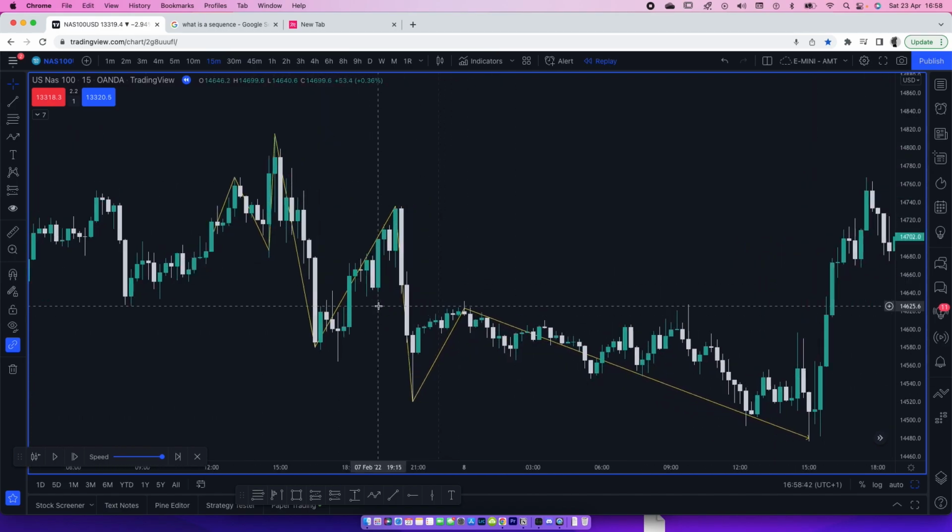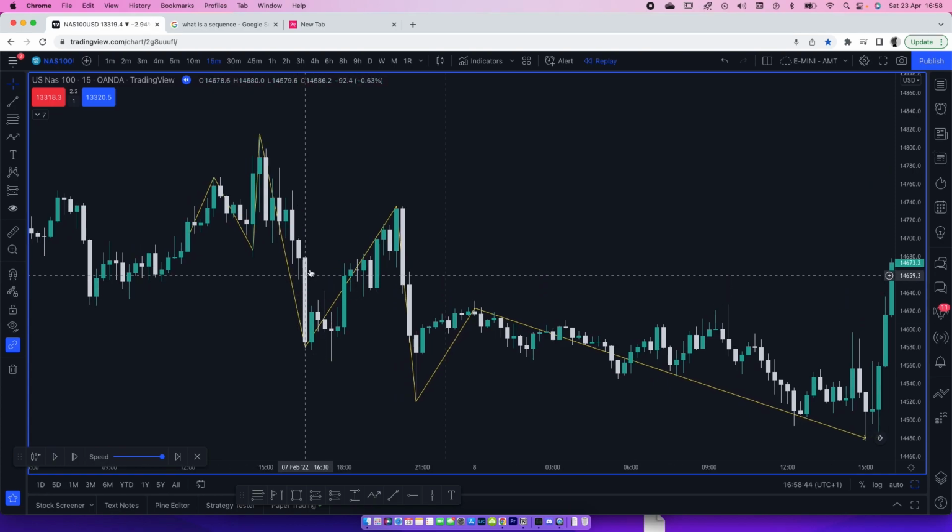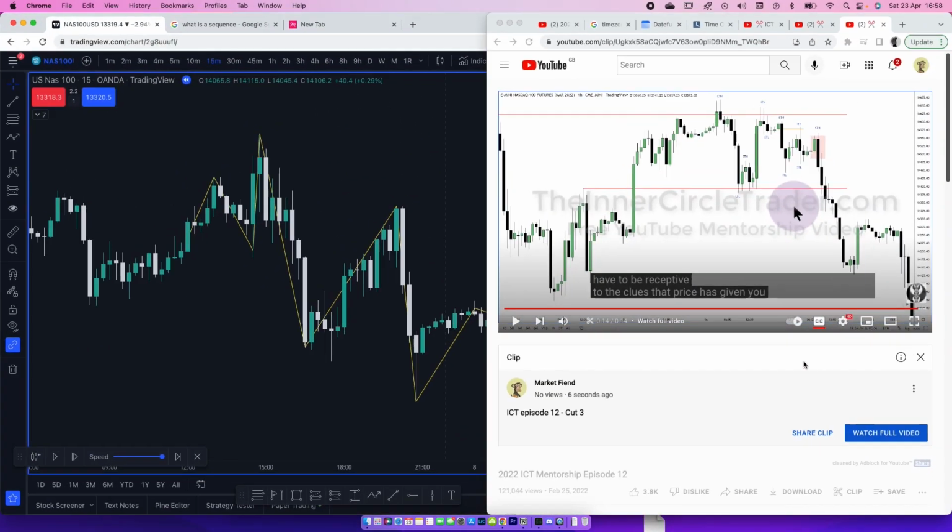This is the sequence. Now, as you can see, the example is not picture perfect like the one ICT showed. I feel like this also might be the problem, where people may expect to see this exact sequence, for the market to deliver exactly like this. No, it won't.